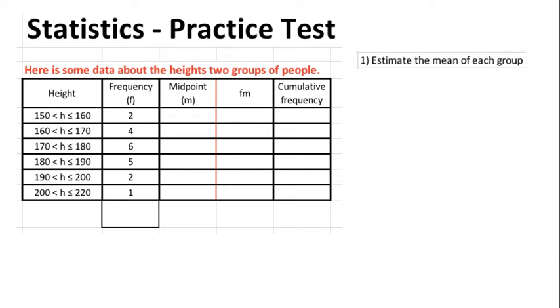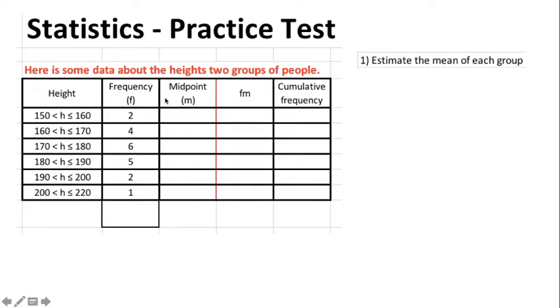Okay, so this is a practice statistics test that was for MYP3, but the video's also here for the benefit of MYP5 to revise nearly everything in statistics. So it says here is some data about the heights, and that should say of two groups of people. Now actually there were two tables, one for each group of people. I've only put the one here for now just to show generally how it's done.